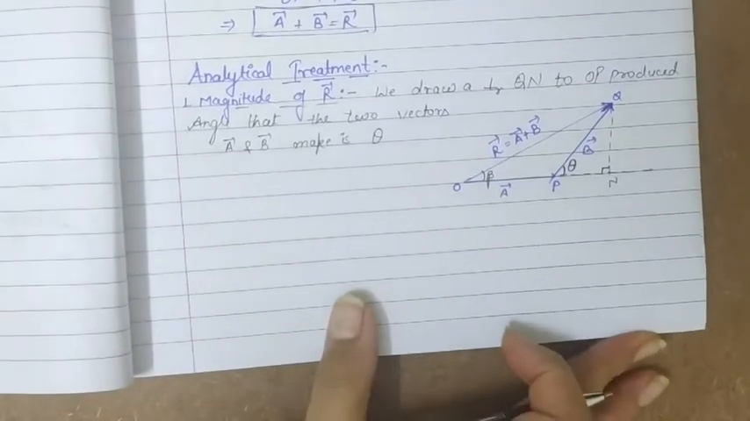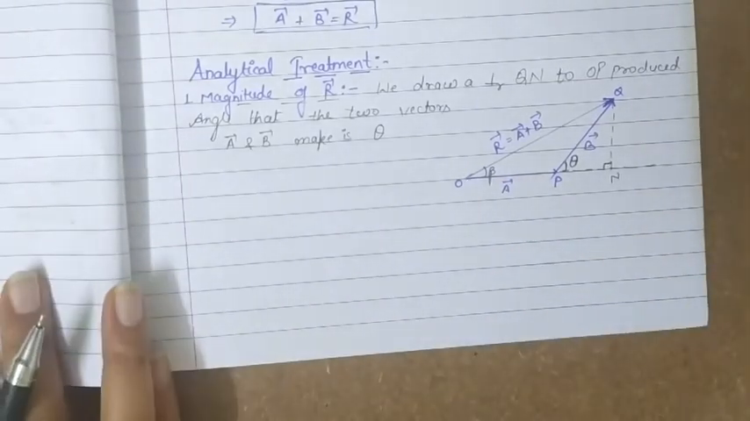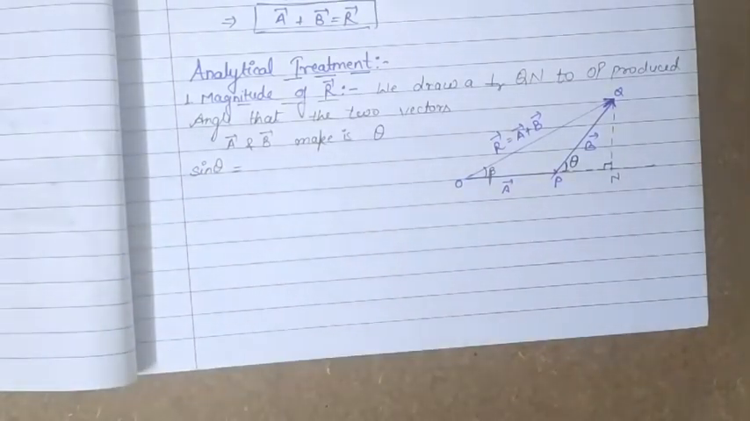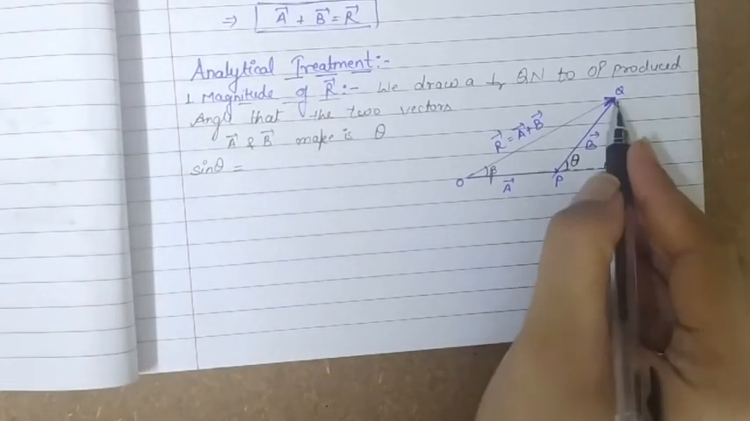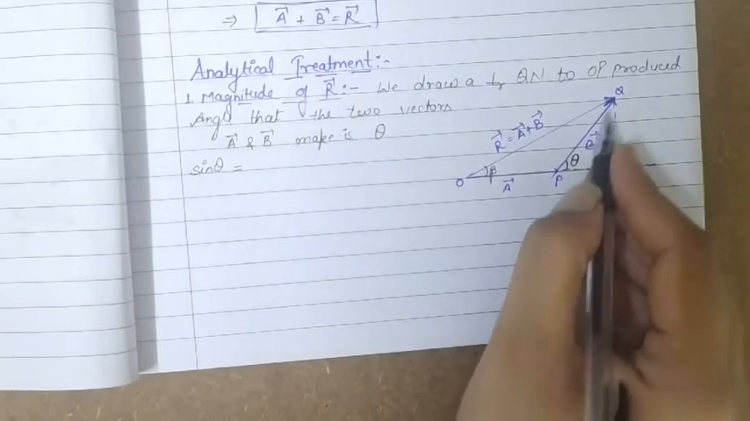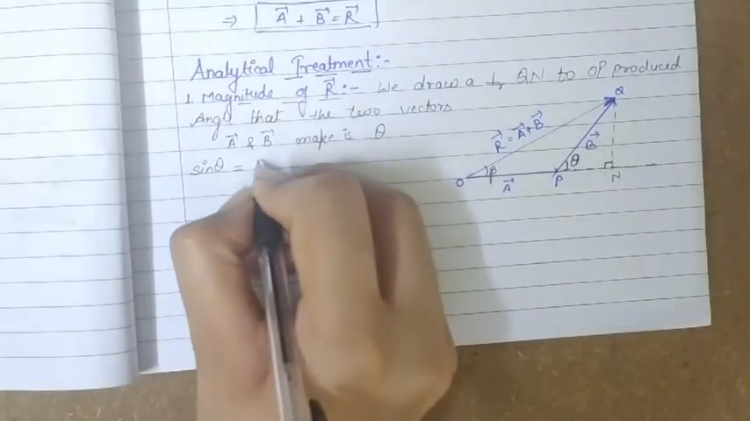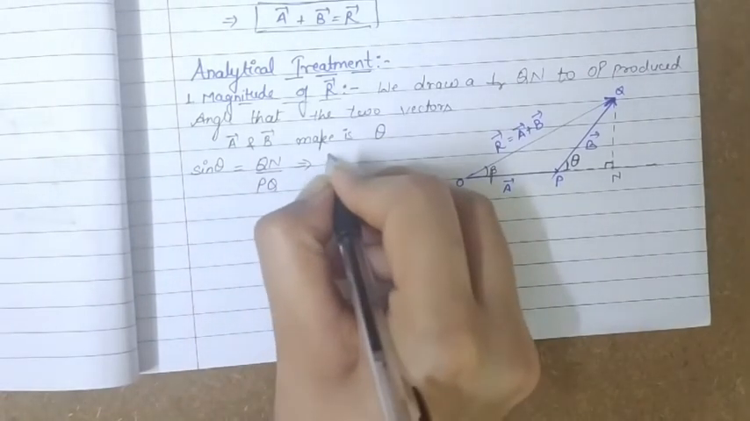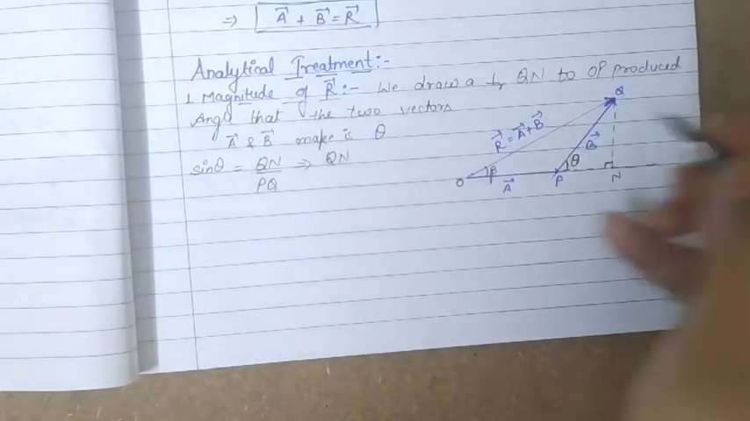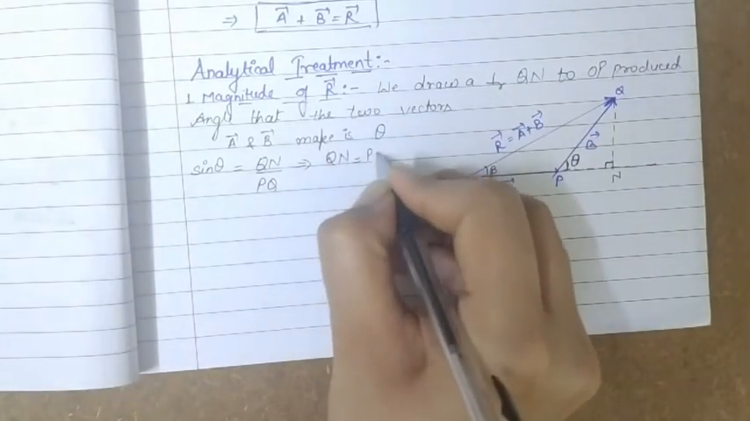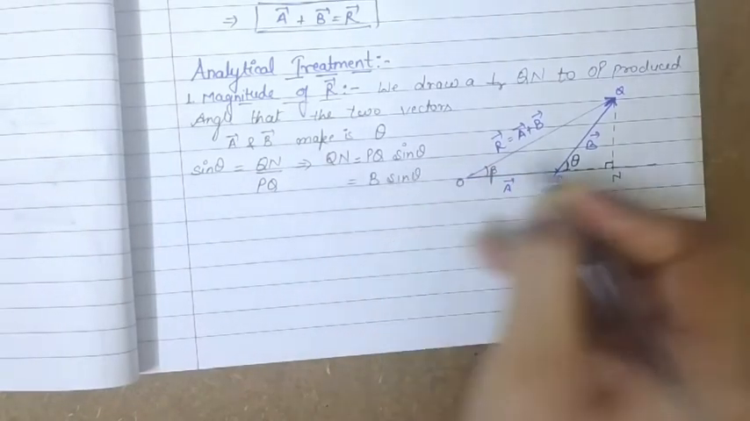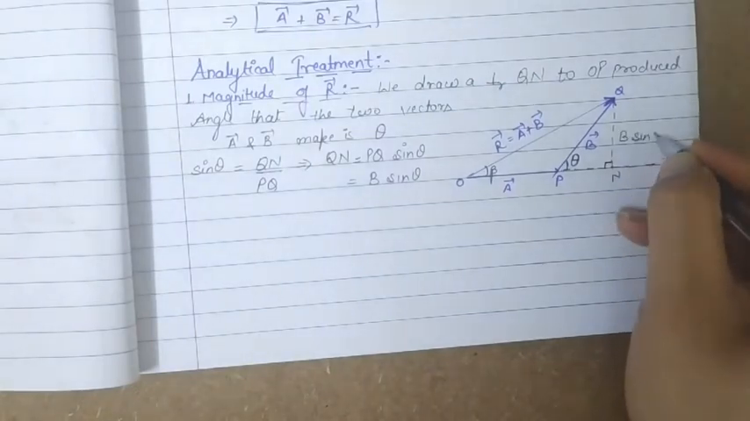Now from this right angle triangle OQN, we have sine theta is equal to perpendicular upon hypotenuse, so this is QN upon hypotenuse QP, or PQ, taken in the order PQ. So sine theta is equal to QN upon PQ, or we can write that QN is equal to PQ sine theta. That means it is B sine theta. So we find that the perpendicular is B sine theta.